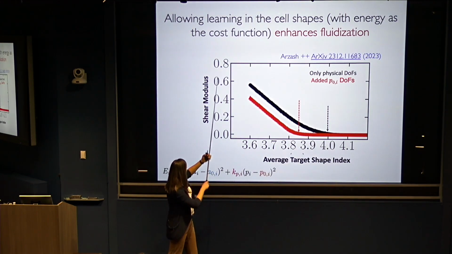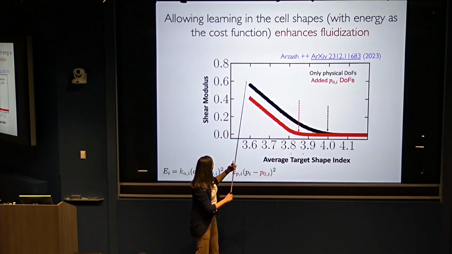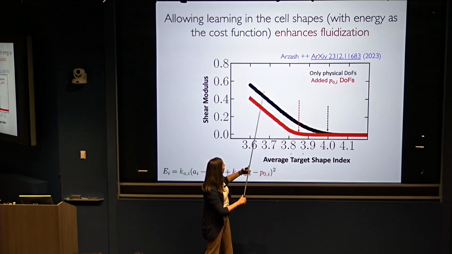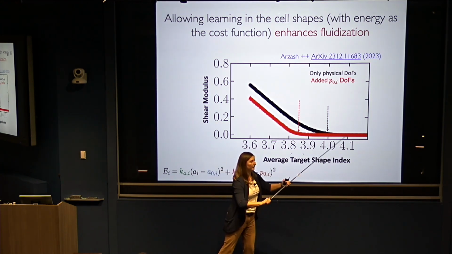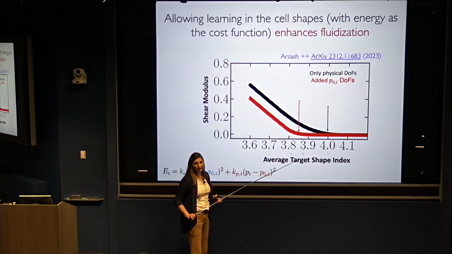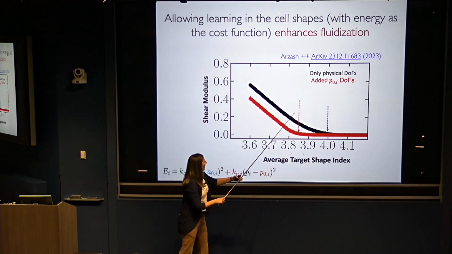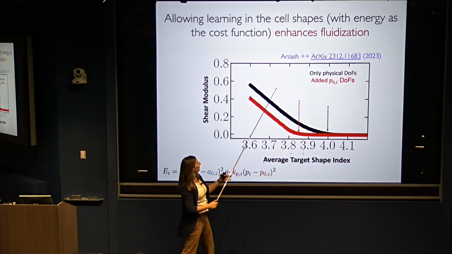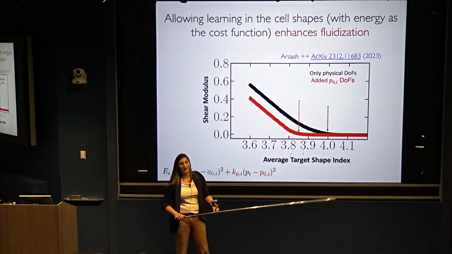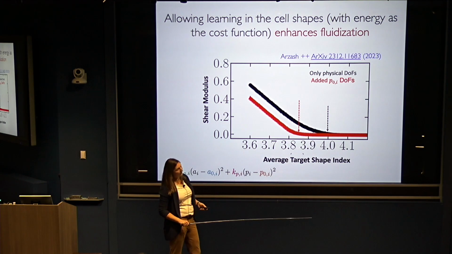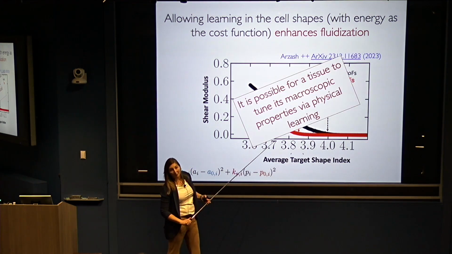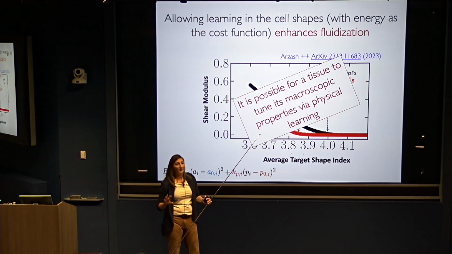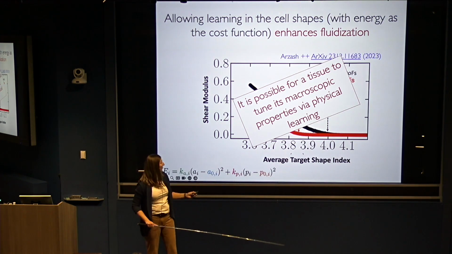So this is the stiffness of the tissue, okay? And this is how the stiffness of the tissue behaves as a function of the average cell state, which I showed you before. This is a solid-like behavior. This is a fluid-like behavior in black. And when I turn on learning or tuning in those learning degrees of freedom, I shift the transition. In other words, if I'm allowed to learn in the cell shapes, I can basically enhance fluidization in the tissue. So this is a simple proof of principle that, at least in our mathematical models, it is possible for a tissue to tune its macroscopic properties via one of these physical learning rules.